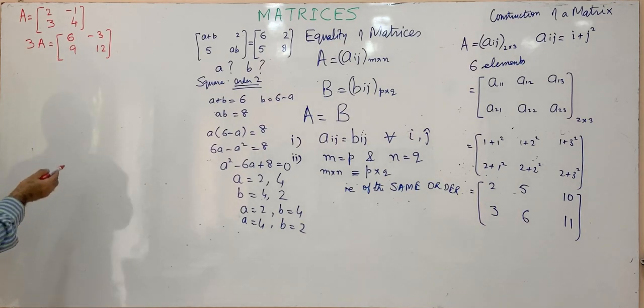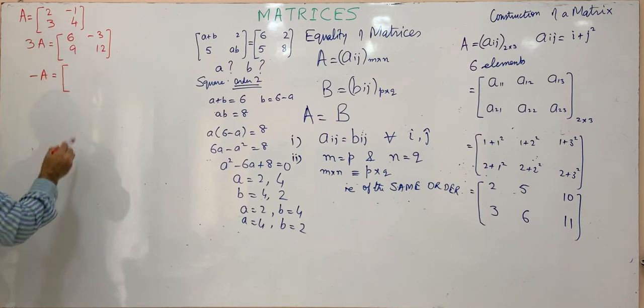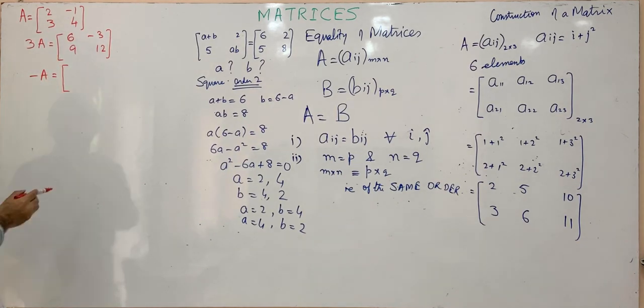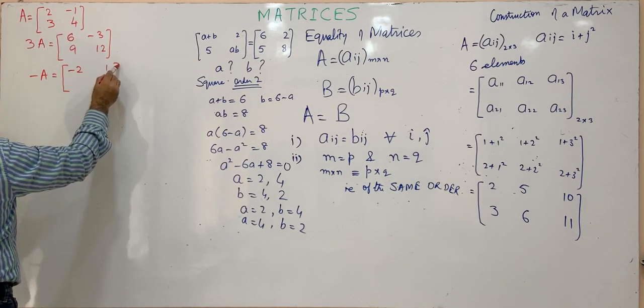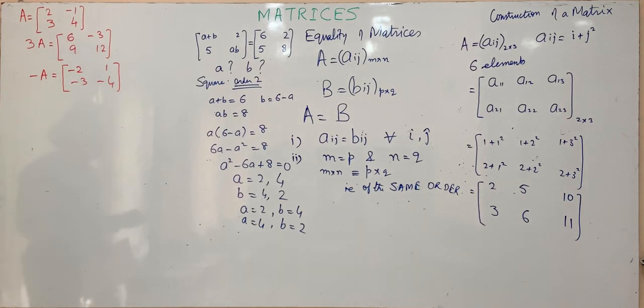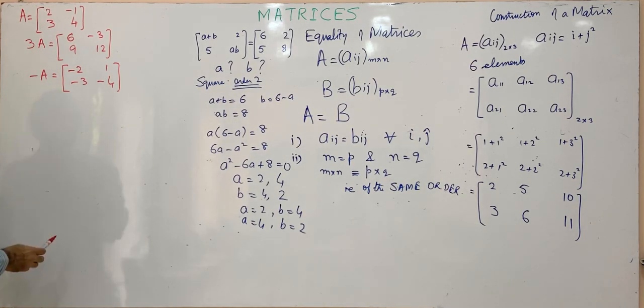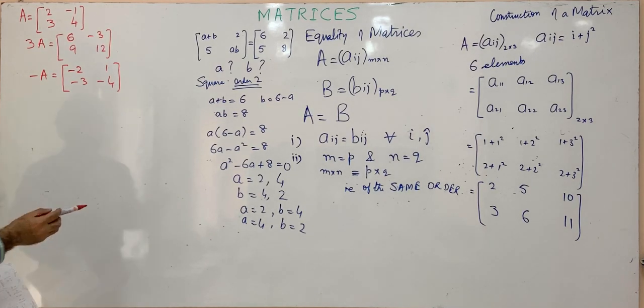We can find out minus A, which means each element of A multiplied by minus 1. This is minus 1, minus 2, 1, minus 3 and minus 4. This is scalar multiplication. So here 3 is the scalar, here minus 1 is the scalar. Scalar multiplication of a matrix.